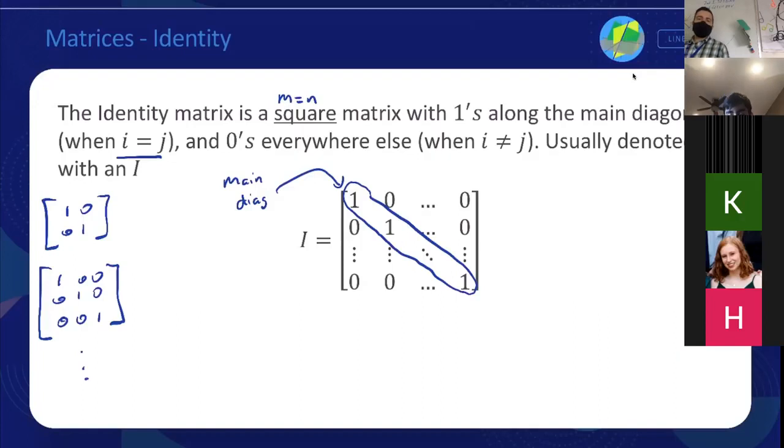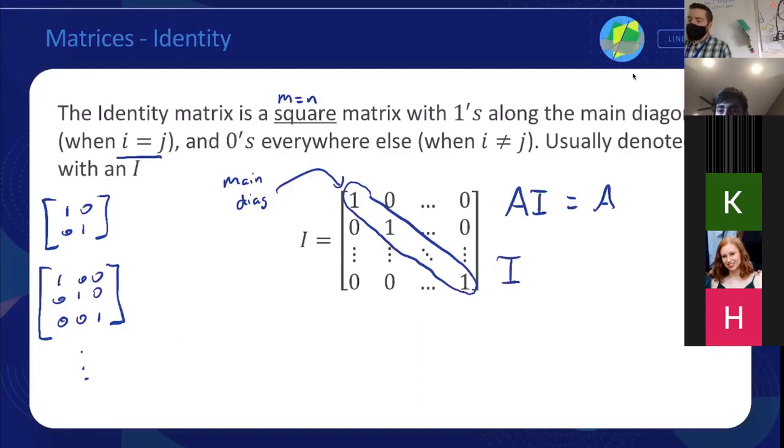Those are called the identity matrix. It's the multiplicative identity in matrix multiplication. It acts like the number 1. Like 5 times 1 is 5. Well, here A times the identity is just going to give you A.